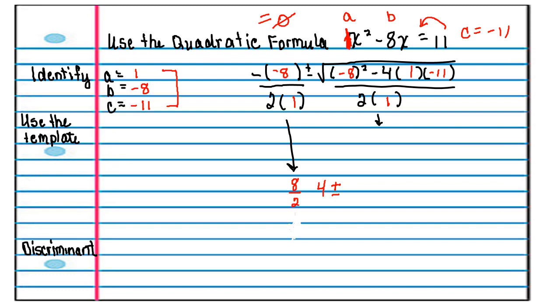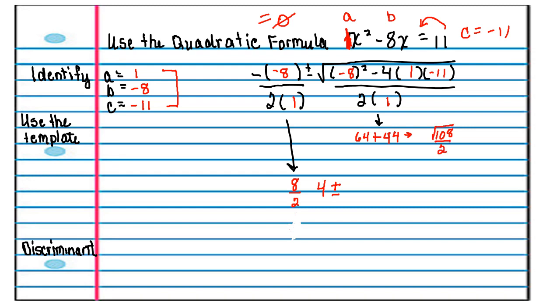The -8 squared. Anything squared is always positive. So we have 64. Signs first, math second. I have a negative, so it's going to be a positive. 4 times 11, 44. Which gives us 108, square root of, over 2.